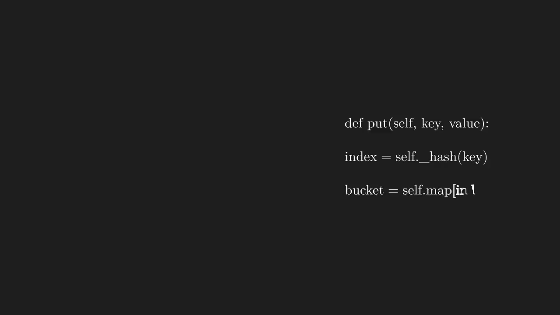Now, let's implement the put method, which takes a key and a value. The very first step is to find where this key belongs. We calculate the target index by calling index equals self._hash(key). Then, we retrieve a reference to that specific bucket with bucket equals self.map[index].